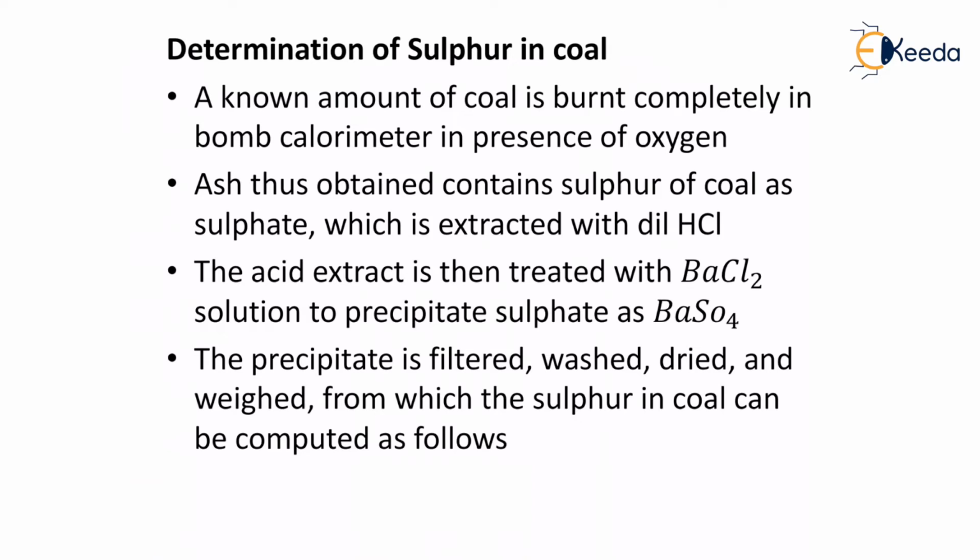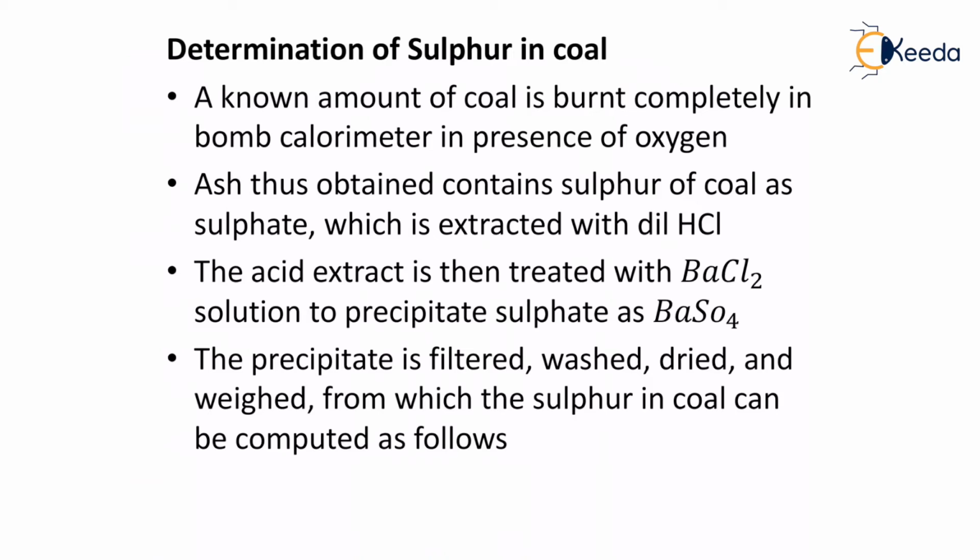So what have we done over here? We have taken a known amount of coal. We have taken the instrument as bomb calorimeter, and then we have burnt the coal in presence of oxygen. Ash thus obtained contains sulfur of coal as sulfate. That means once the entire coal is burnt and cooled down, we will collect the ash which is present over there. That particular ash contains the sulfur which is present in the coal in the form of sulfate, which is extracted with dilute HCl. So that particular sulfate is extracted with the help of dilute HCl.